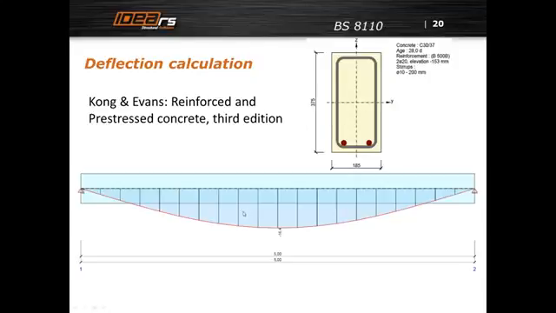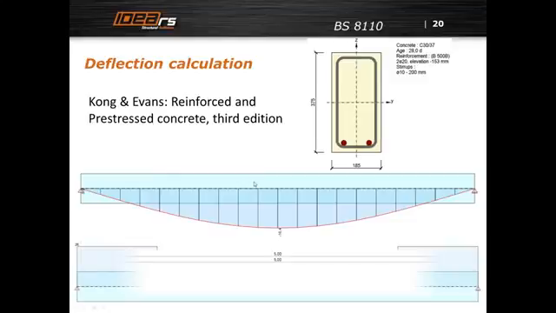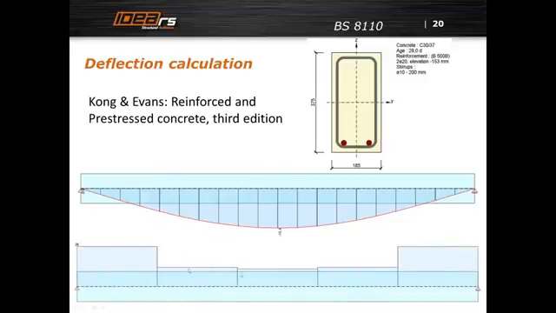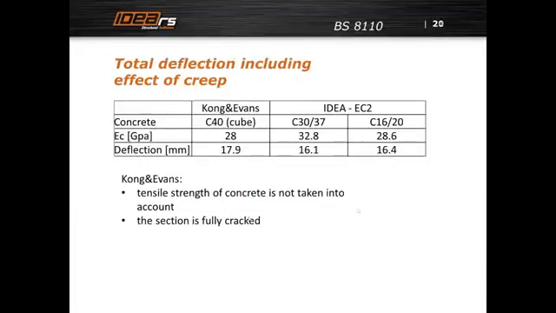You see the cross-section, and I calculated the deflection of the beam in our program. Here you see the distribution of flexural stiffnesses along the length of the beam, and here you can see the total deflection, or comparison of total deflection. In the second column you see the results of Kong and Evans.